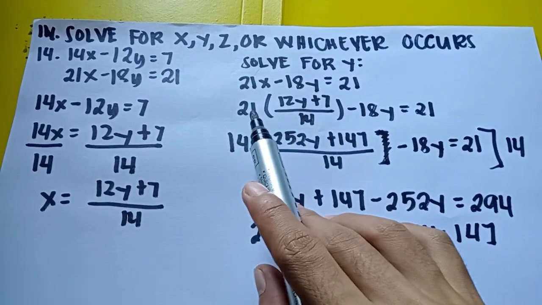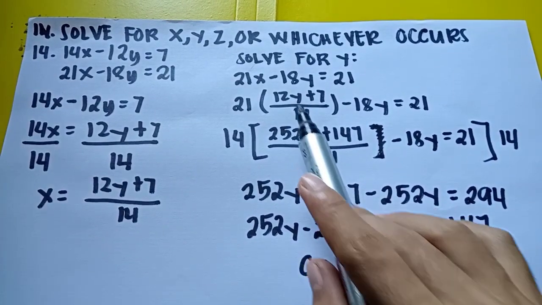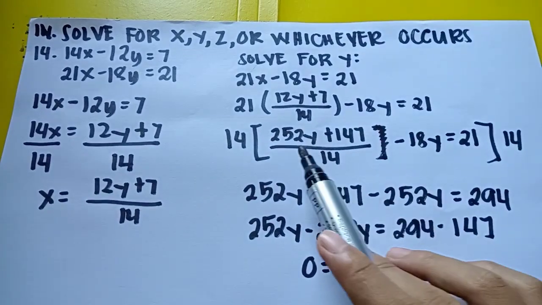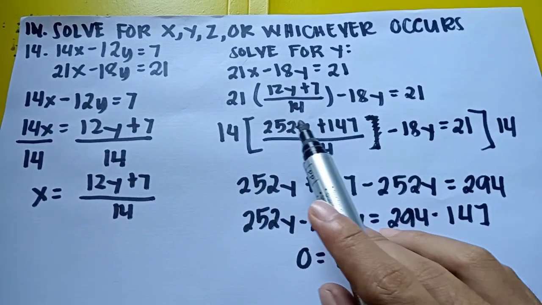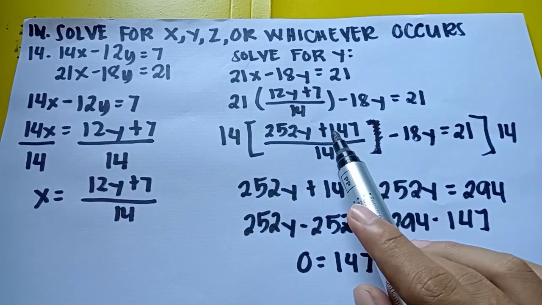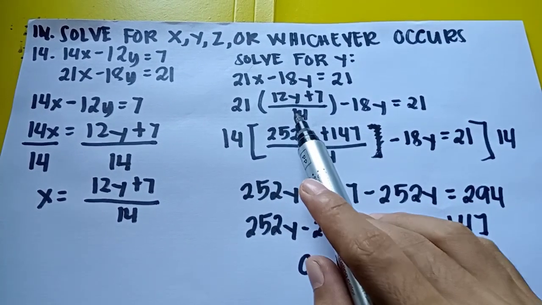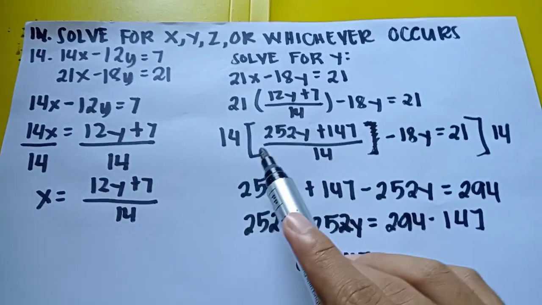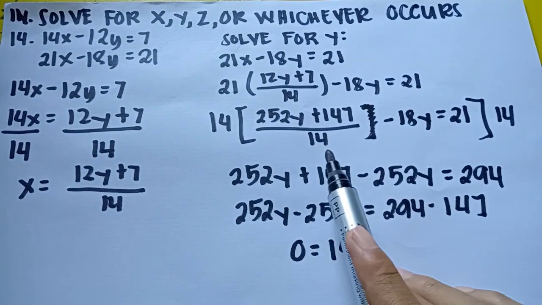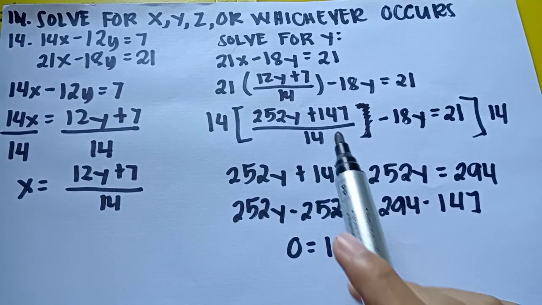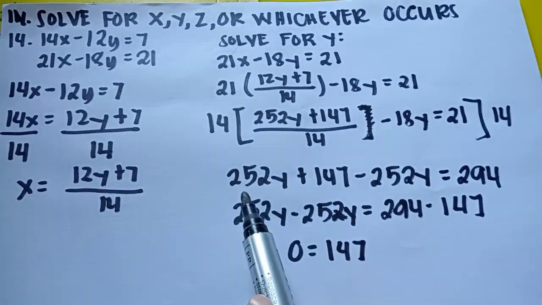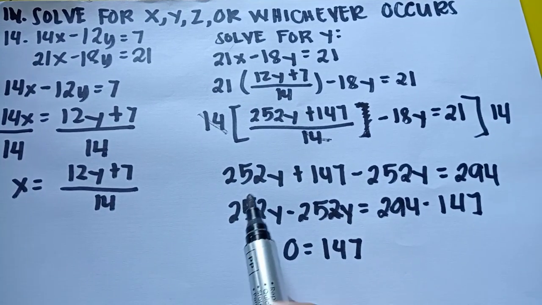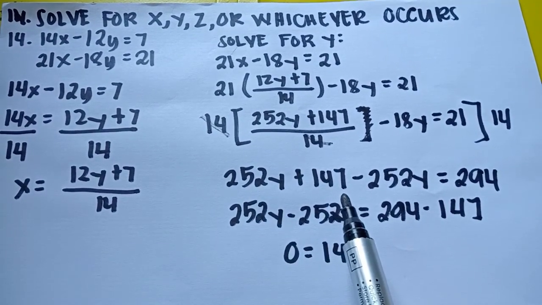So 21 times 12y is equal to 252y, and then 21 times 7 is 147 over 14 minus 18y equals 21. Then we will multiply both sides by 14 to eliminate this 14. So we will just copy it. We will cancel this one and this one. So we will copy 252y plus 147.